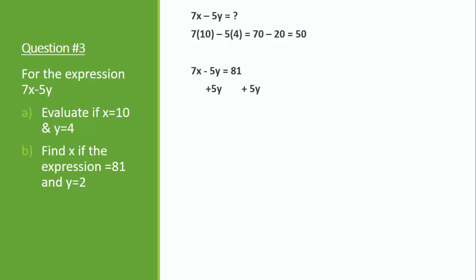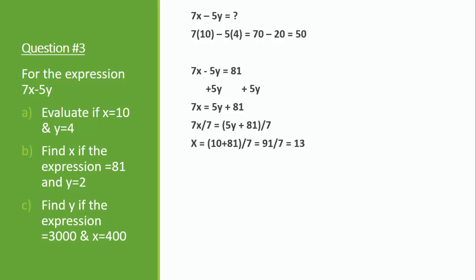I have to do the same operation on both sides, trying to get x alone on the left-hand side of the equal sign. So I'm going to add 5y to both sides, and the expression now becomes 7x equals 5y plus 81. And then to get x alone, I'm going to divide that side by 7. I need to do the same thing to the right-hand side, and that leaves me with x equal to (5y plus 81) divided by 7. The value of y is 2, so 5y becomes 10, plus 81, quantity divided by 7. That's equal to 91/7, so x is equal to 13. So the expression 7x minus 5y equal to 81, evaluated when y is equal to 2, gives x equals 13.